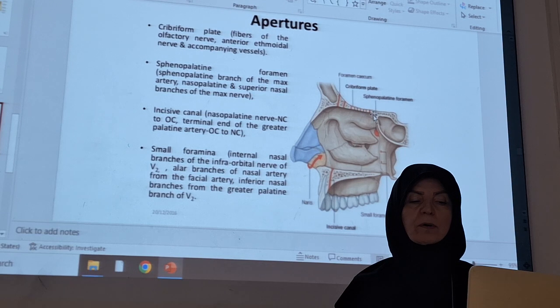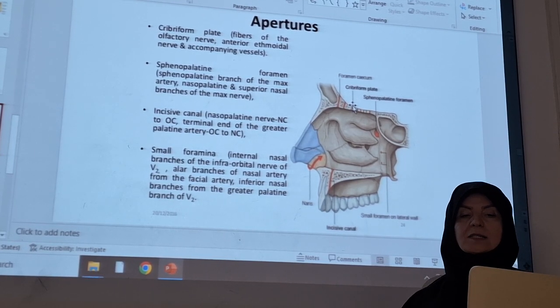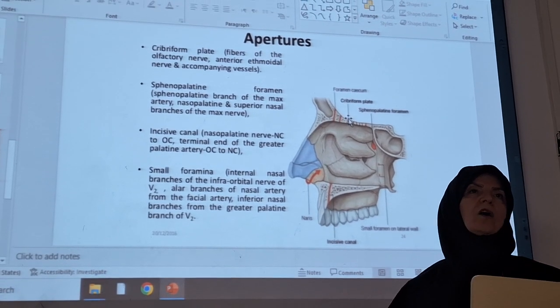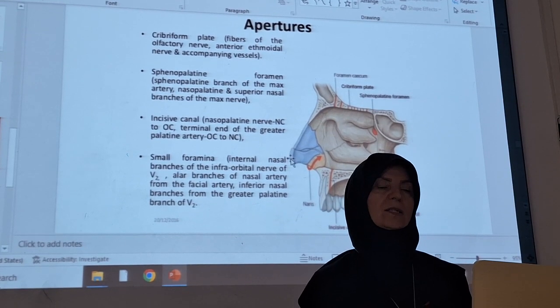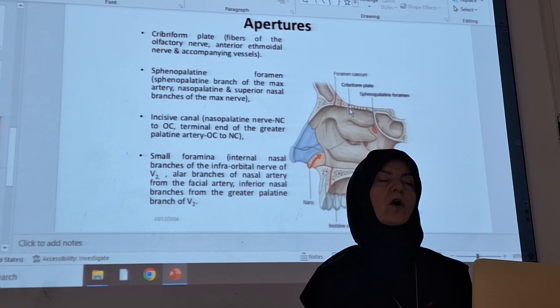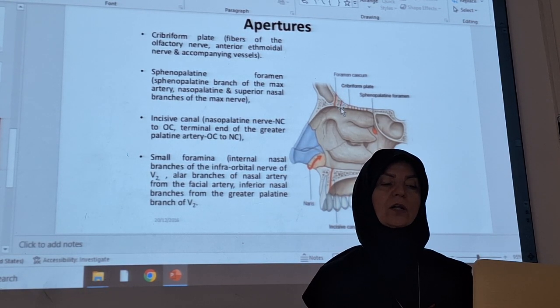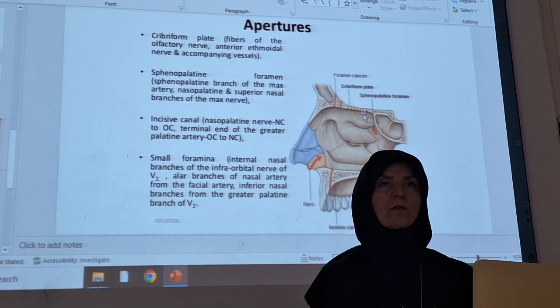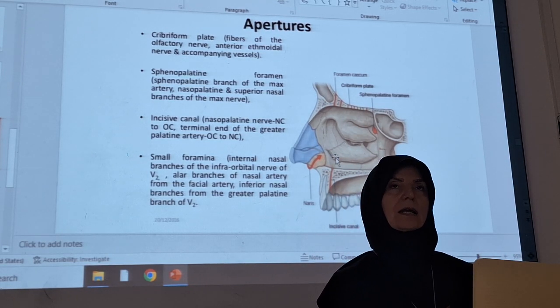And cribriform foramen. Through this cribriform foramen, you can find the axons of the olfactory epithelium pass. Also, the posterior ethmoidal artery passes through this foramen to come inside of the nasal cavity. So the anterior ethmoidal artery, anterior ethmoidal vein and anterior ethmoidal nerve, the axons of olfactory epithelium, and the posterior ethmoidal vessel, not nerve, are coming inside of the nasal cavity.